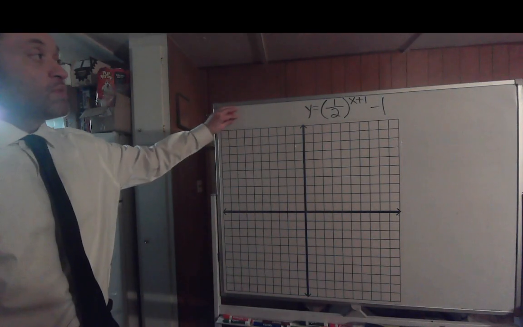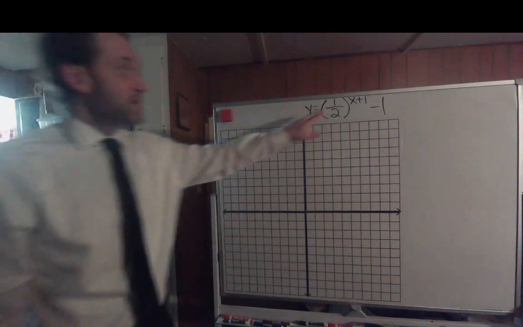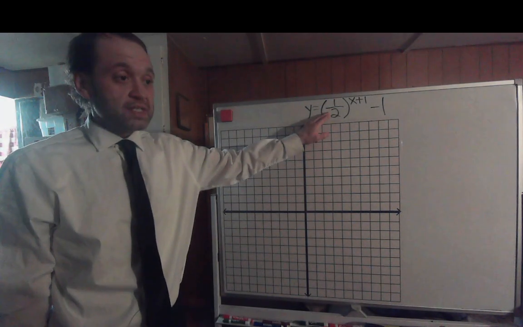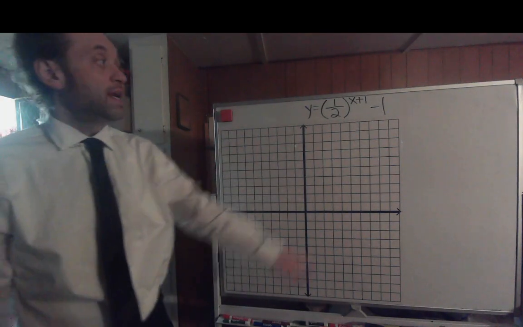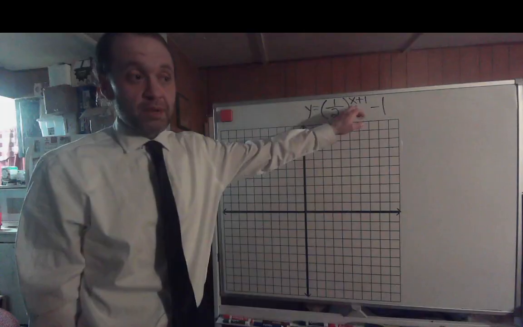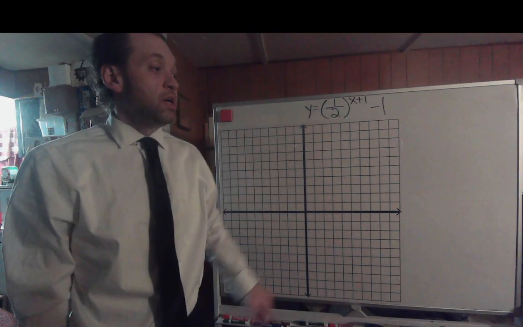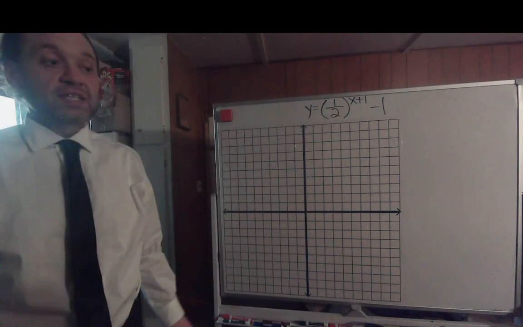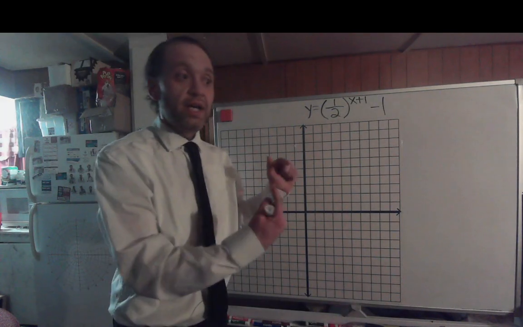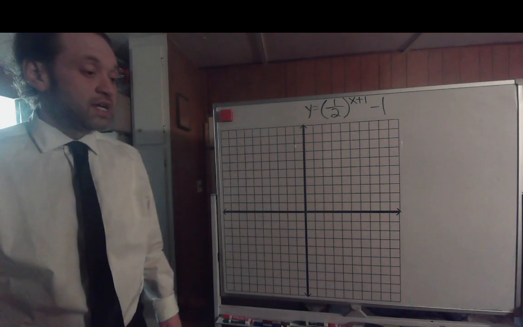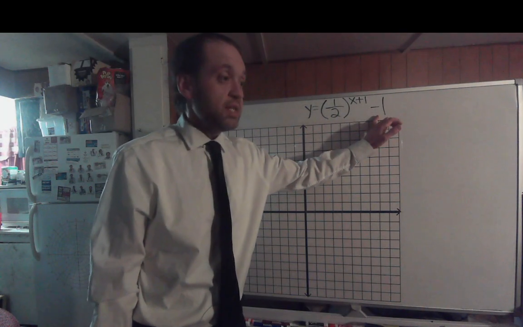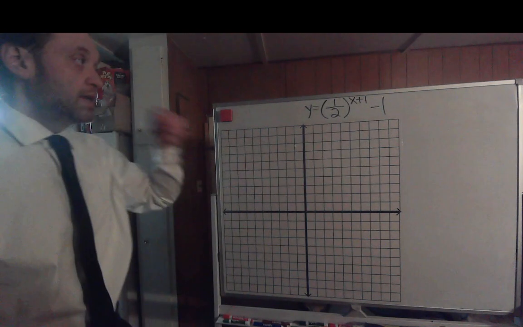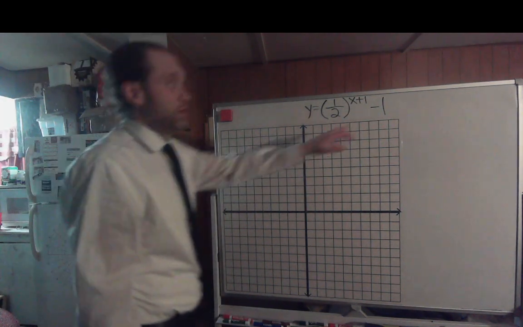So okay, we know this is exponential decay, right? Because your base is greater than 0 but less than 1, and it's raised to a positive x power. Now also, you have the x plus 1 power, which means it shifts everything 1 unit left. And then all that minus 1 tells you you're shifting everything downward 1 unit. That's a vertical shift downward of 1 unit with that minus 1.